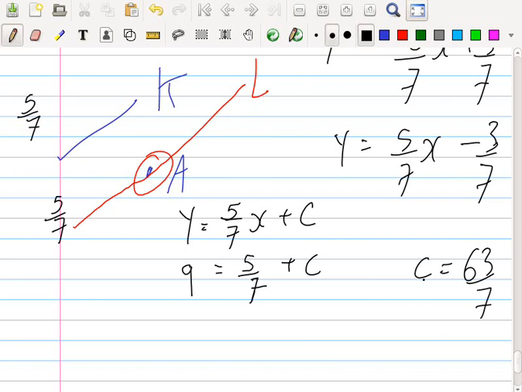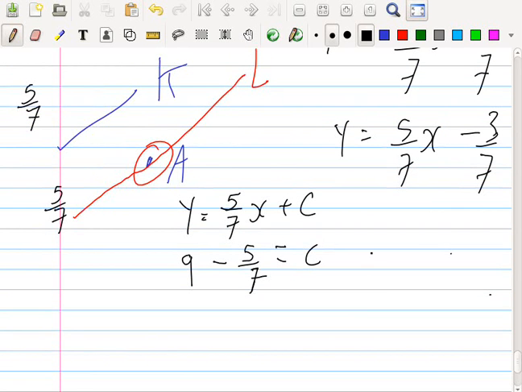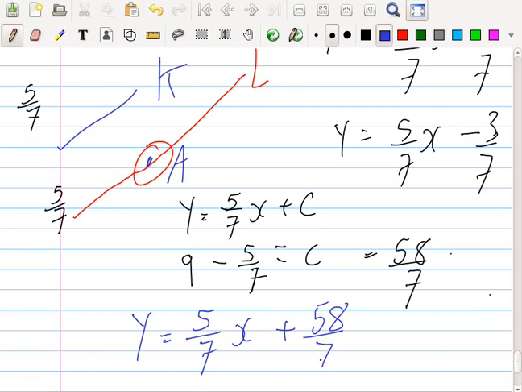Somebody didn't type that in right. Come on, just give me 9 minus 5 over 7. Thank you, what is it? Okay, 58 over 7. This is a parallel one, this one. Y equals mx plus c.